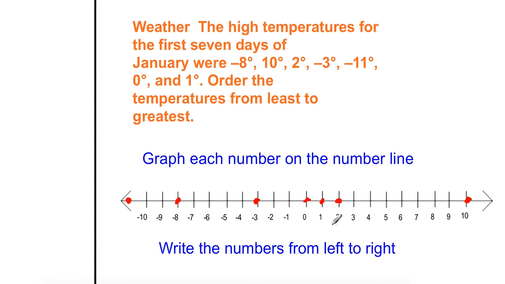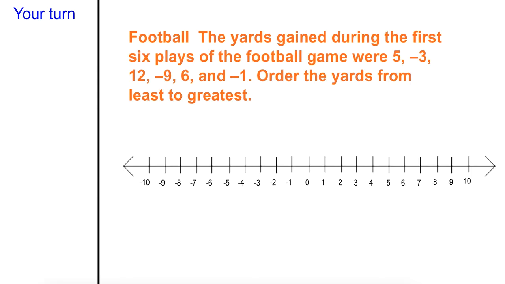Some of you are starting to see this and you won't need a number line anymore. So you can use a number line if you need to, if not, can you order these from least to greatest? All right, from least to greatest, we'd have -9, -3, -1, 5, 6, and 12.